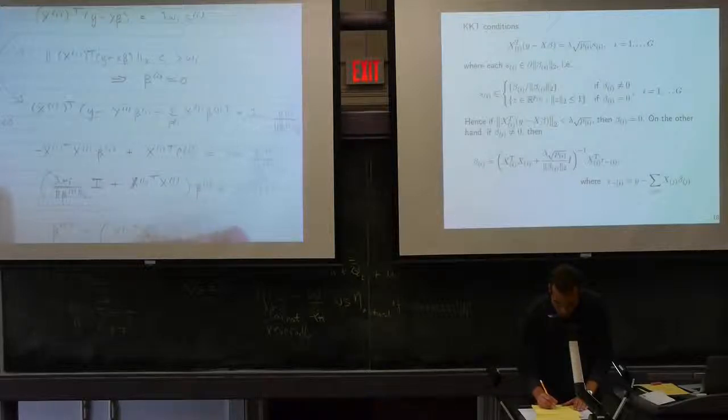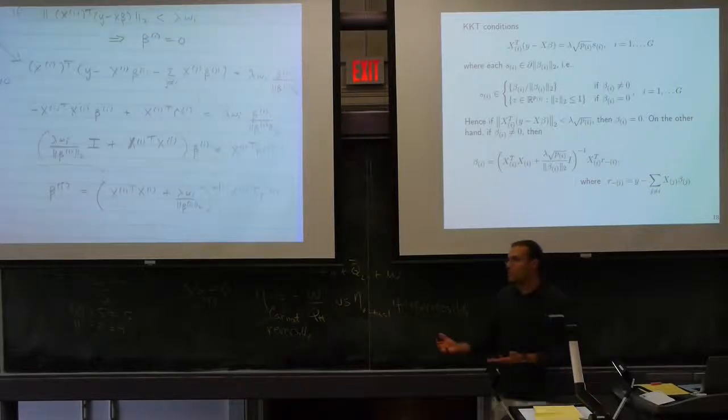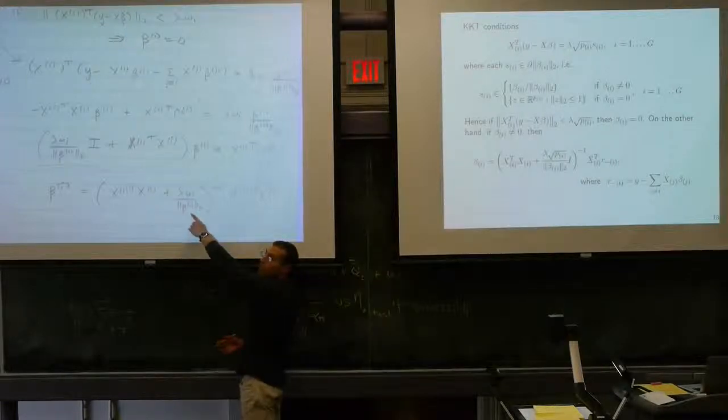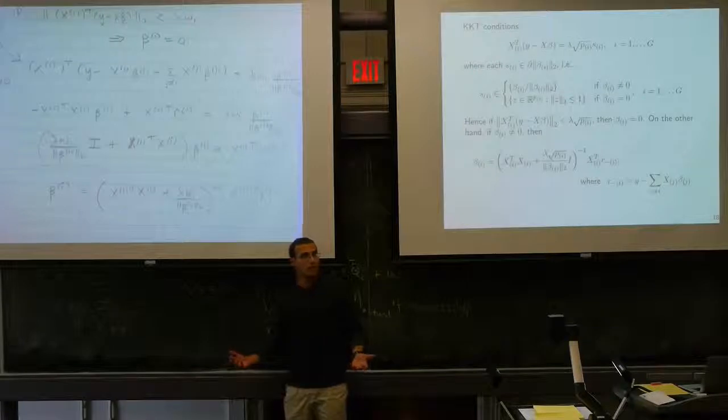(X_i transpose X_i plus lambda w_i over the L2 norm of beta I) inverse times X_i transpose r_i. Okay, so this almost gives us an explicit expression for beta I, but it doesn't really because of this thing right here. But at least it tells us that when beta I is not 0, what are we doing?